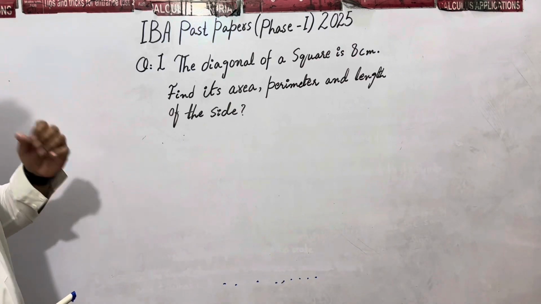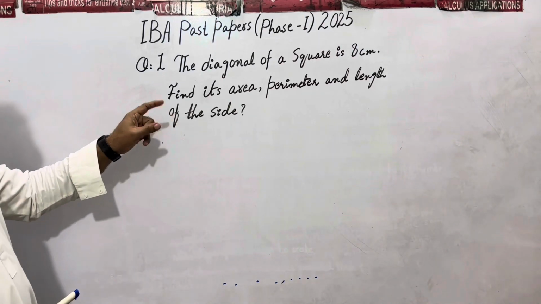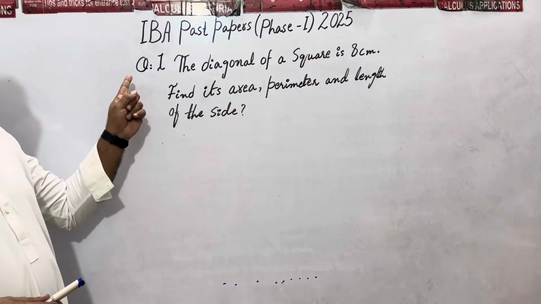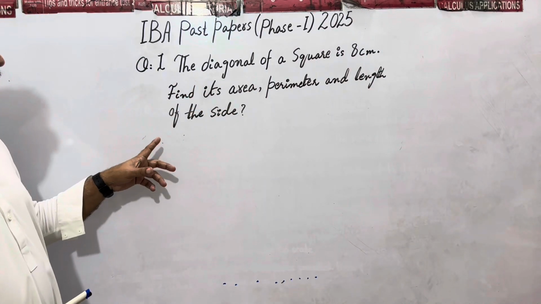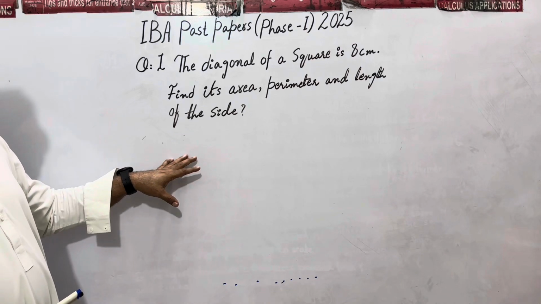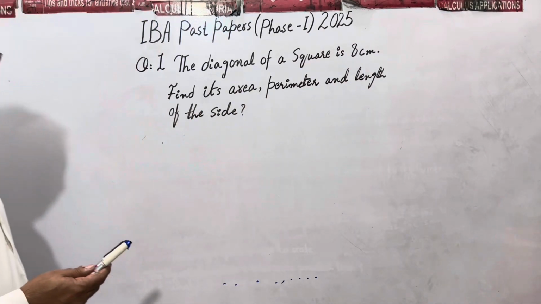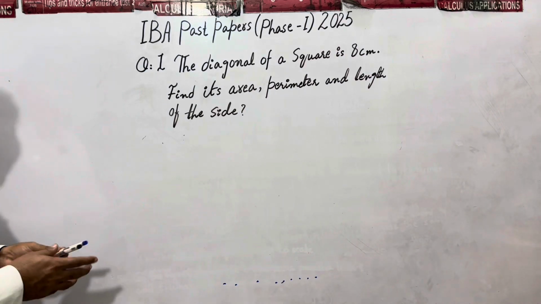The question they have shared with me is: the diagonal of a square is 8 centimeter, find its area. From perimeter and length, I have added something into it. It is a simple question.